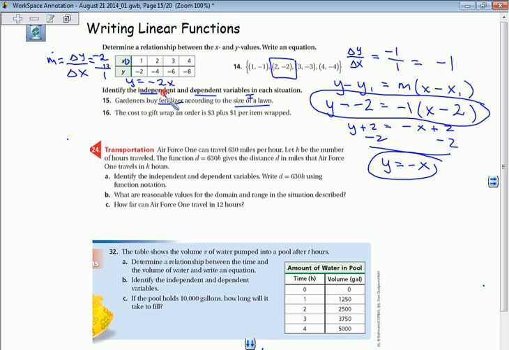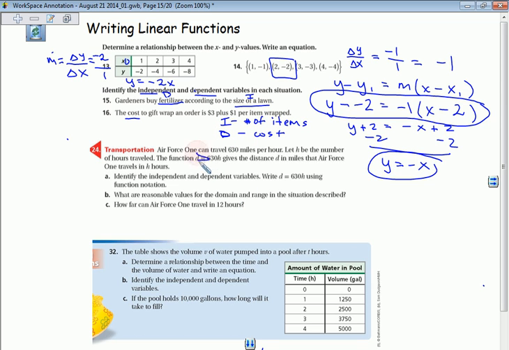Make sense? Okay, so on this one we have the cost of the gift wrap, and the cost to gift wrap an order is $3 plus $1 per item. So we have two things here. We have cost and we have number of items. Which one's independent? The number of items. That's our independent, and the cost depends on the number of items. Does that make sense? Okay. So cost is our dependent. There we go. All right.